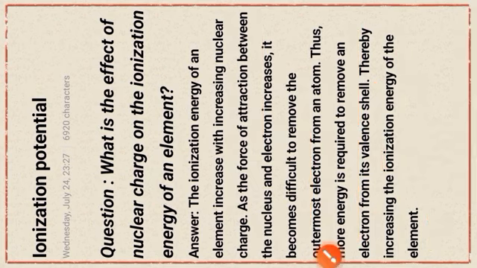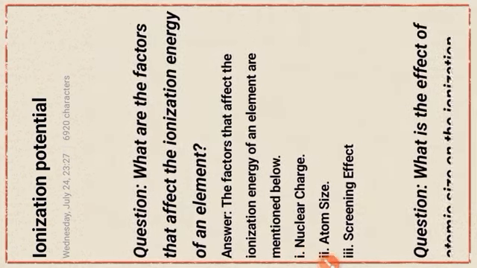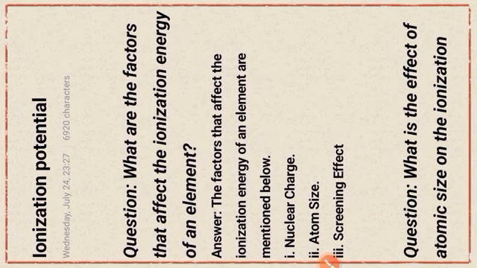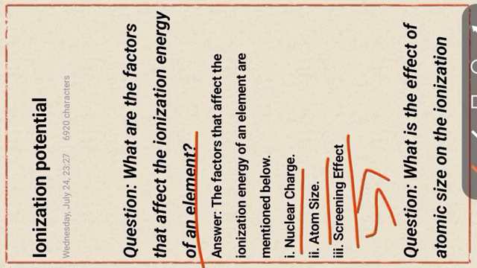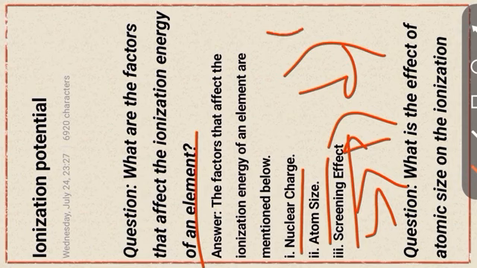Okay, my dear viewers, next question. What are the factors that affect the ionization energy of an element? Three factors: nuclear charge, atomic radius, that is atomic size, and the screening effect, that is the shielding effect. The order of the shielding effect is s greater than p greater than d greater than f.